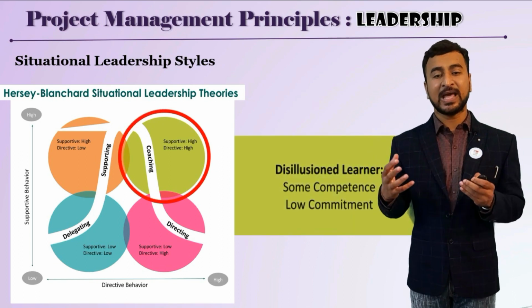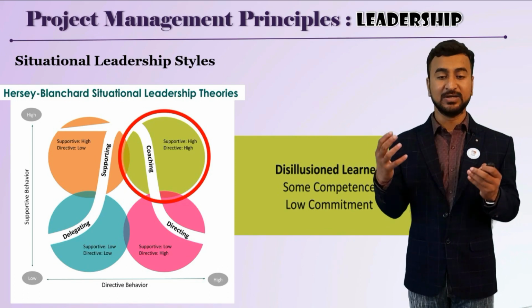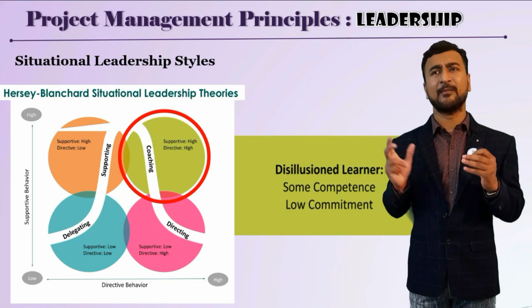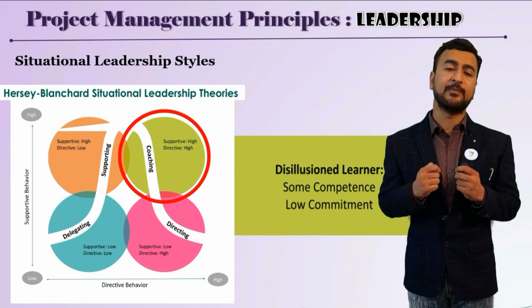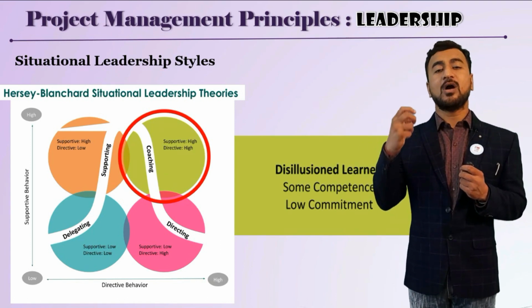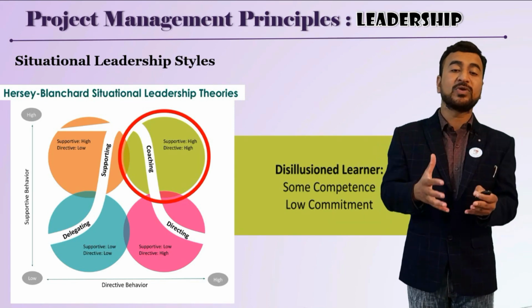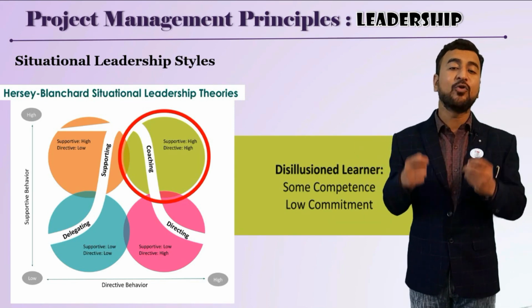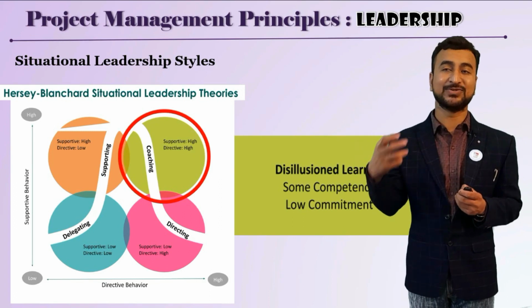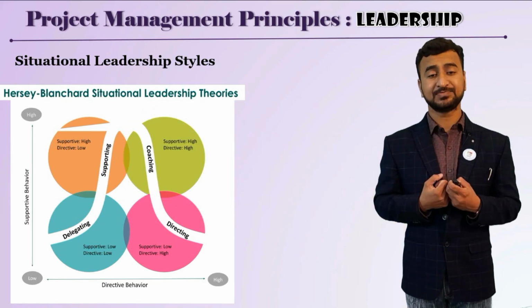The second example of this research model we call coaching. So when your team has a disillusioned learner, they have some sort of competencies but a low commitment to the goals or your target to achieve. At that time you coach them, you support them, you direct them, you handhold them to achieve the higher objectives or goal of the organization.